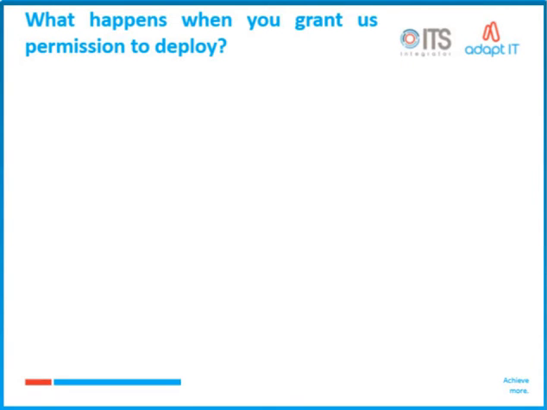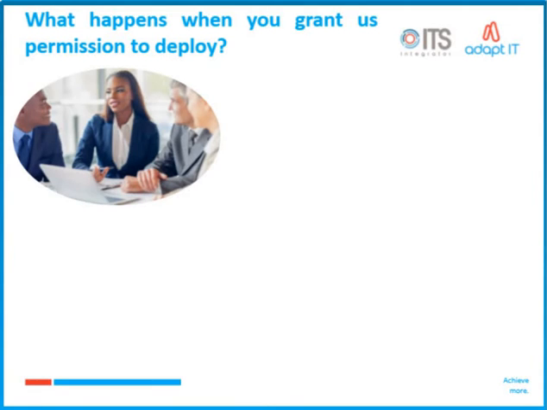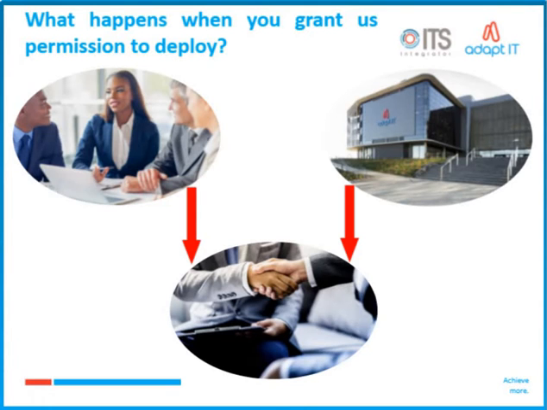What happens when you have granted us permission to deploy? When you get permission from the major role players at your institution, Adapt IT will negotiate a mutual agreement date over a weekend, starting the Saturday morning, for the deployment of the production environment.